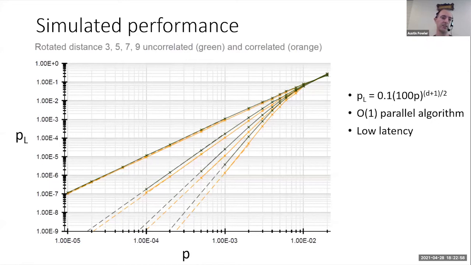So these are simulations of the rotated surface code. The green lines are when you don't use correlated information, and the orange lines when you do. So the main takeaway from here is the general target error rate for a computer using the surface code is 10 to the minus 3, which is a very modest target.